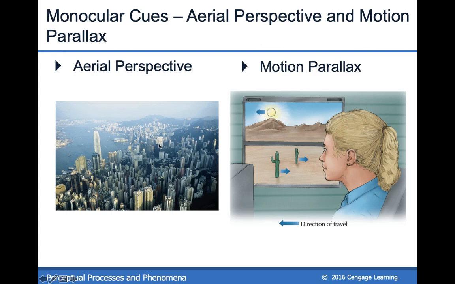Some other ones, we have aerial perspective. So if you're seeing a city from a helicopter or an airplane, you actually can see all the buildings at an angle, and you understand your relative position and their relative position to one another, that they're not just flat images. We also have what's called motion parallax.